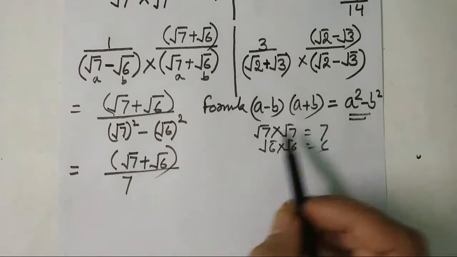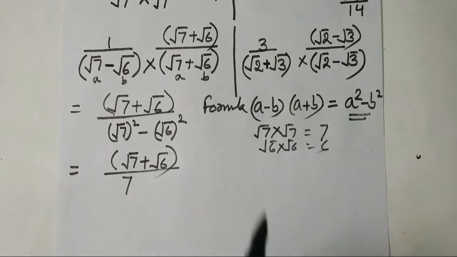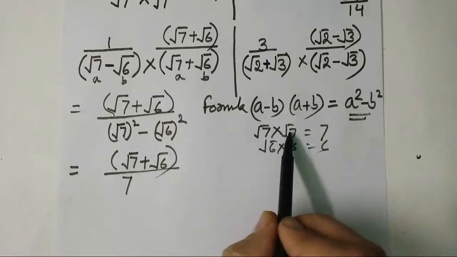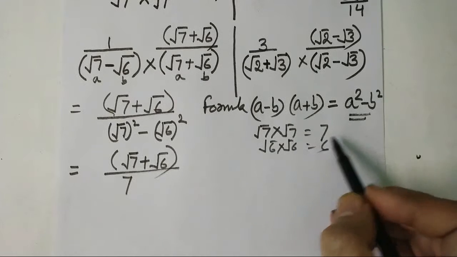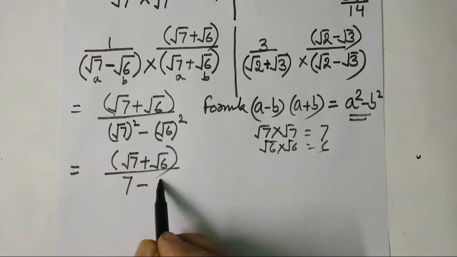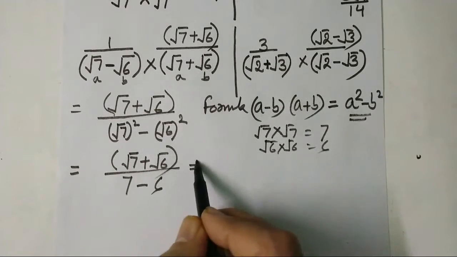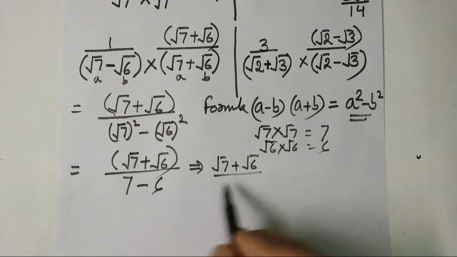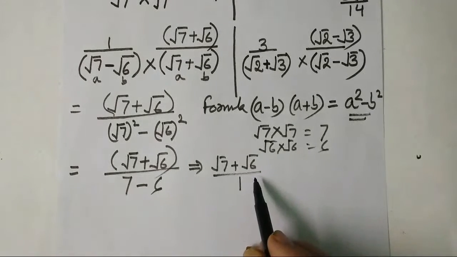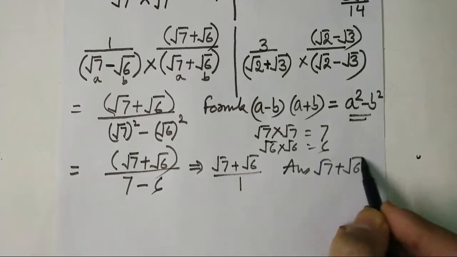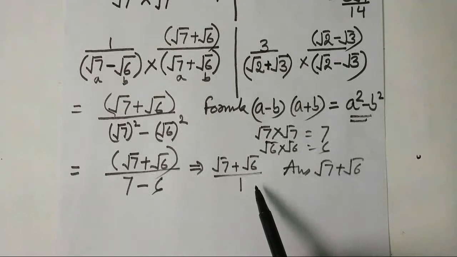And why is it 7? Because again you have to check out the video; you will understand the basics of rational numbers. Root 7 into root 7 is the square root of 7 into 7, which is 7. It is a pair. So this will become 7 and this will become 6. And the answer is root 7 plus root 6 upon 7 minus 6, which is 1. So there is no root in the denominator. So the answer is root 7 plus root 6. This is rationalized. There is no root number in the denominator.